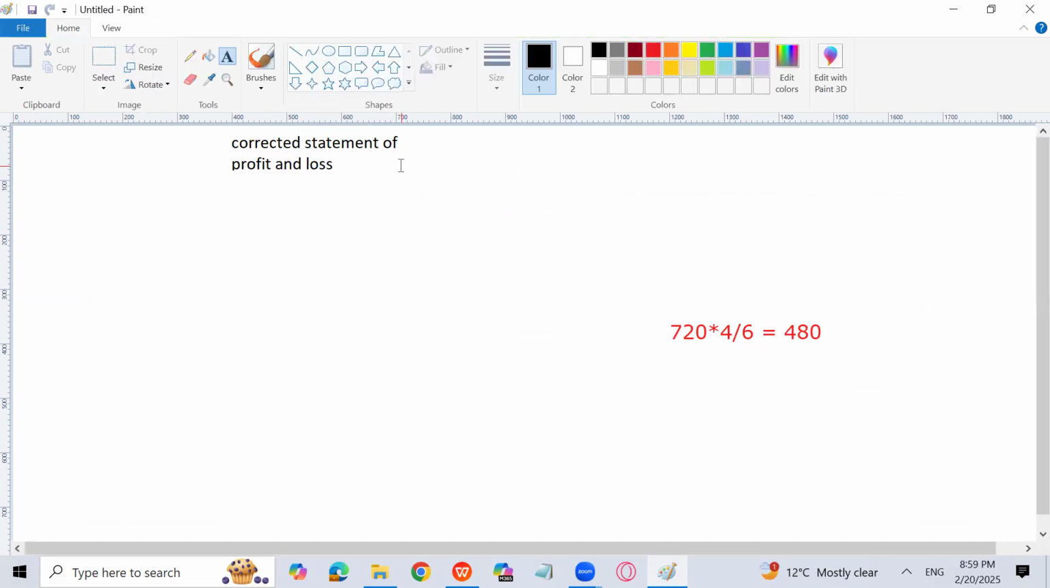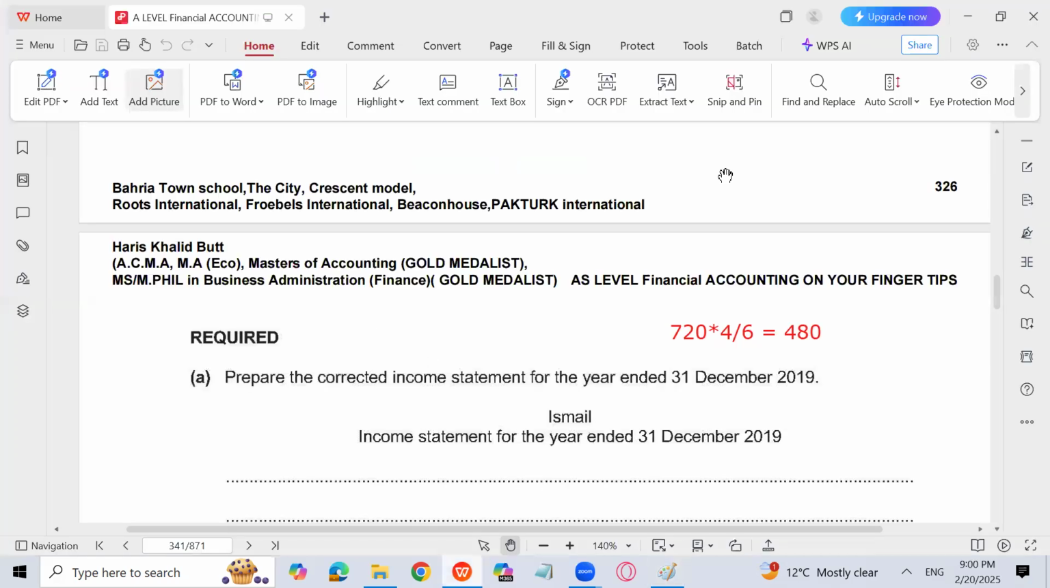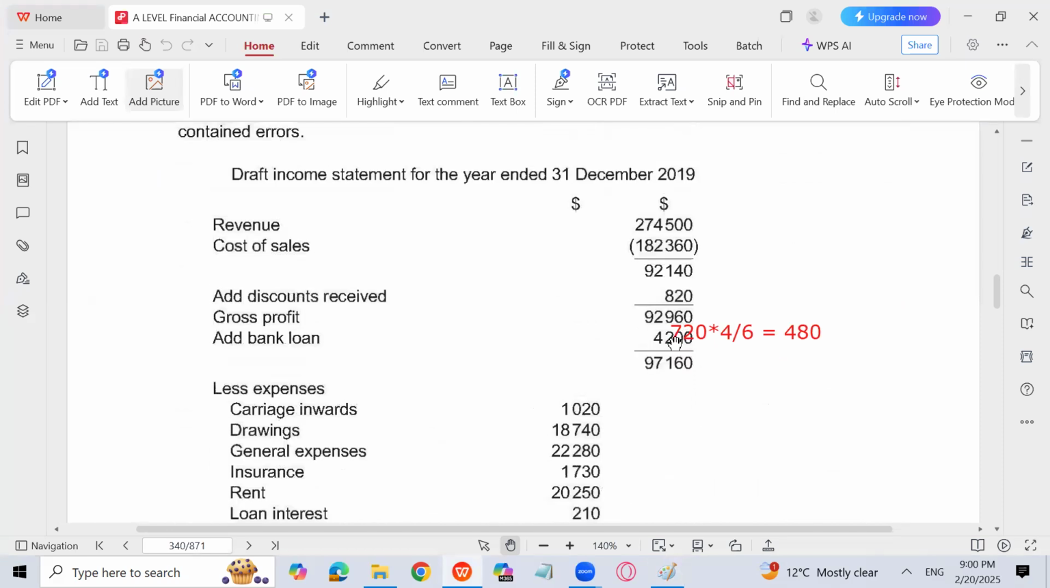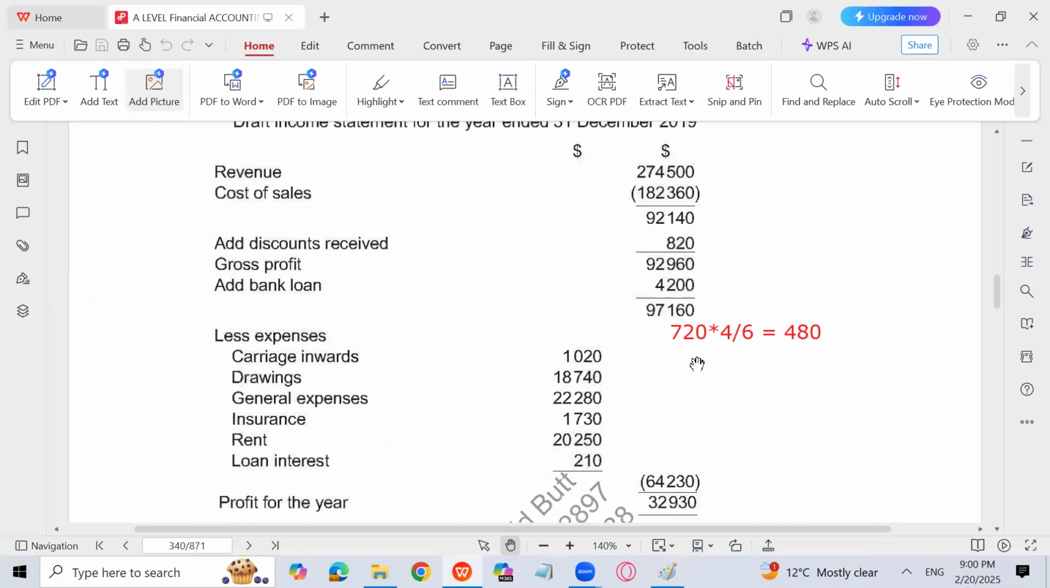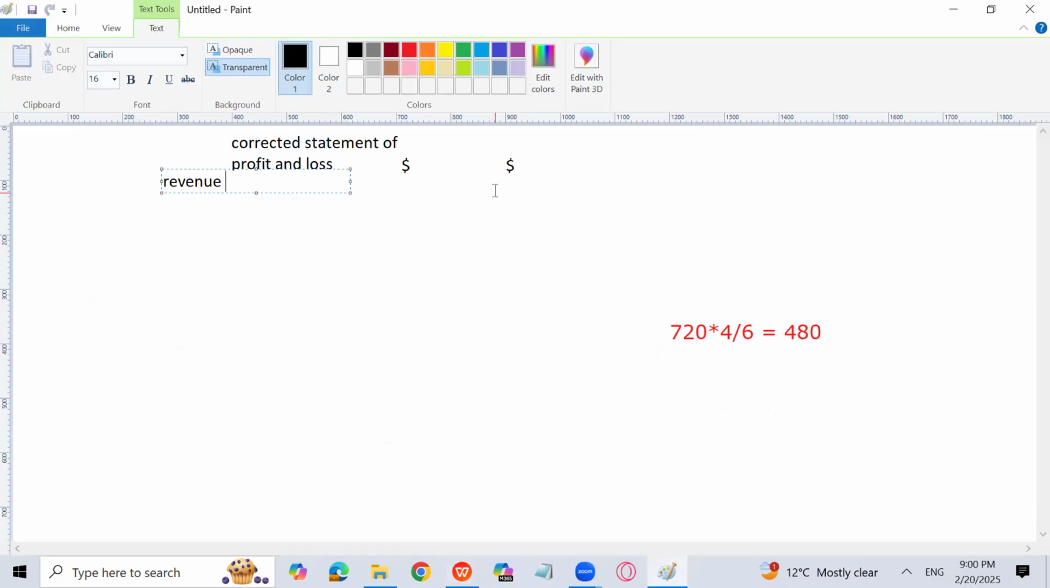I will start from the dollar. You know that it starts from the revenue or the amount of sales, then we subtract sales return. Revenue is given as 274,500, but I didn't find any sales return to be subtracted from revenue. So I will write revenue directly, which is already given in the question: 274,500.